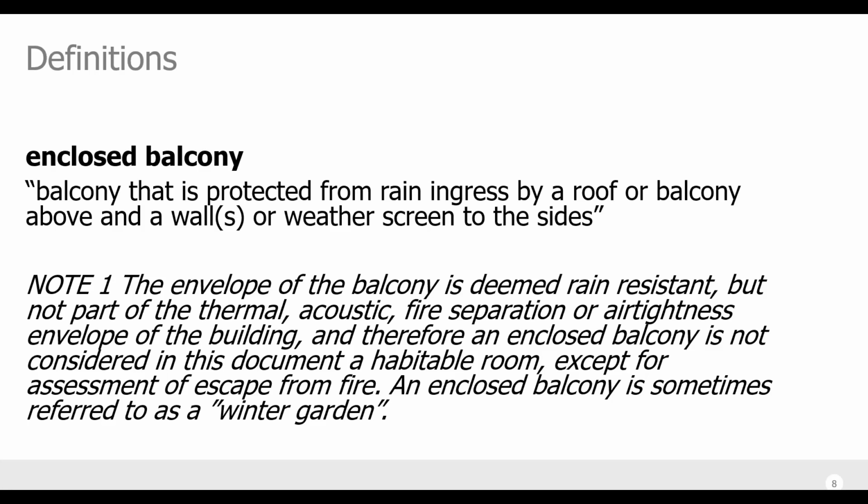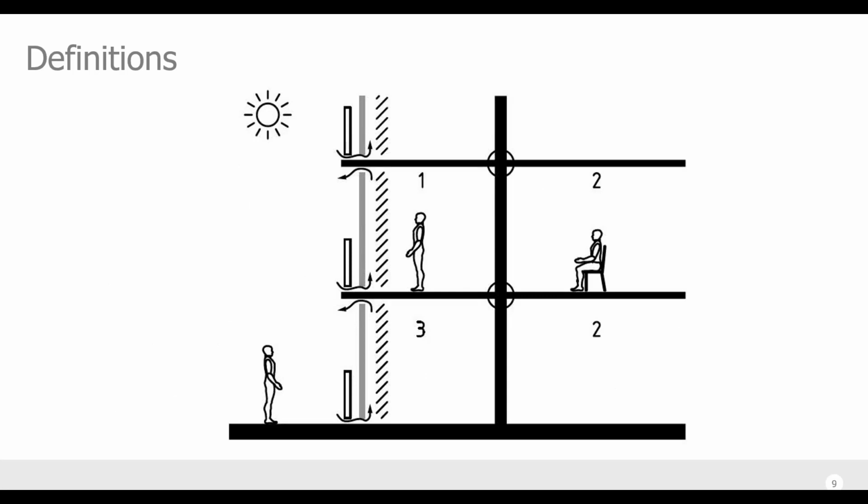Next slide, please. And so here's the basic explanatory diagram, which shows three types of space, one being an enclosed balcony, two being the interior space, and three being an enclosed terrace. And the difference between the balcony and the terrace is that the balcony has what is effectively exterior space below it, whereas in 3, the terrace is simply a continuation of a terrace, but an enclosed part of that terrace.